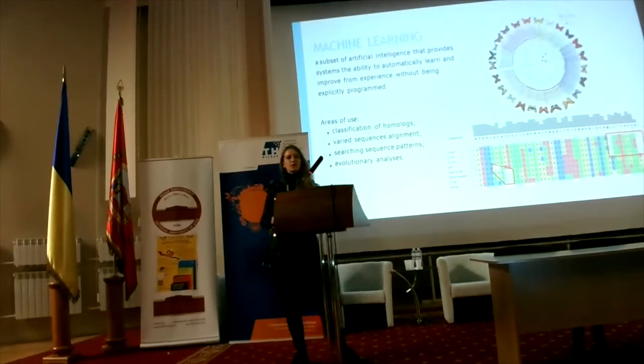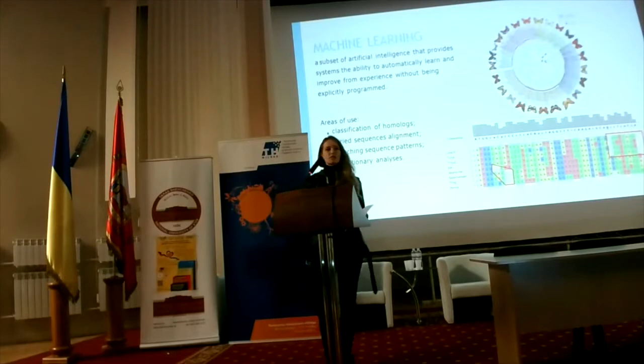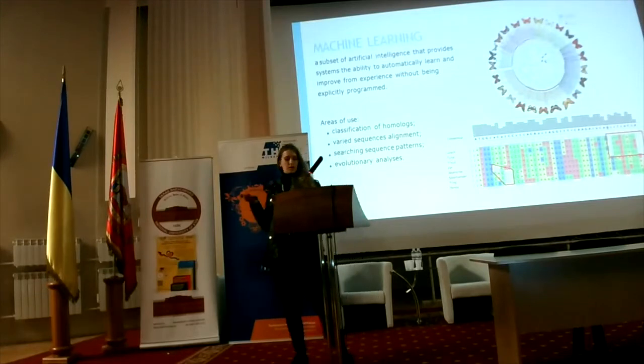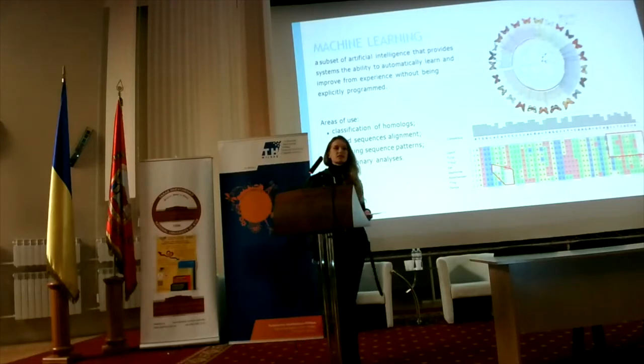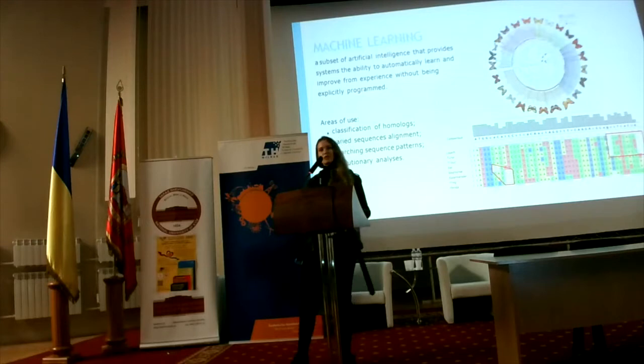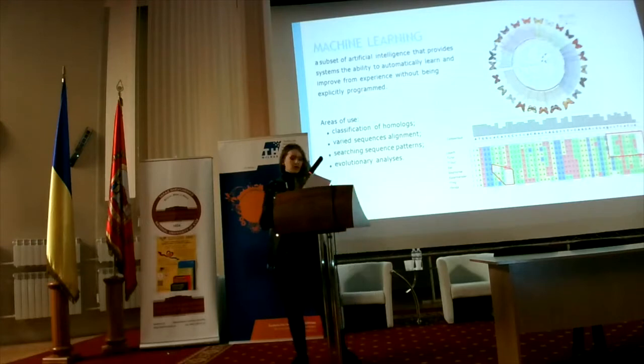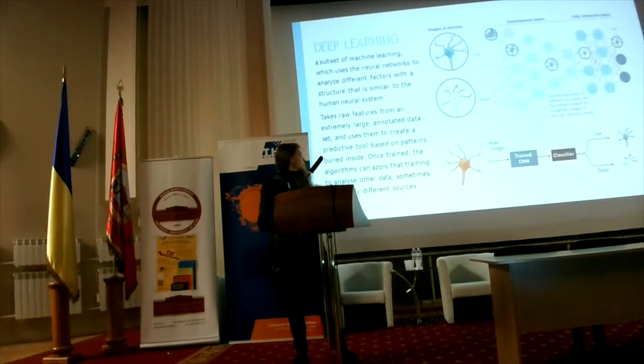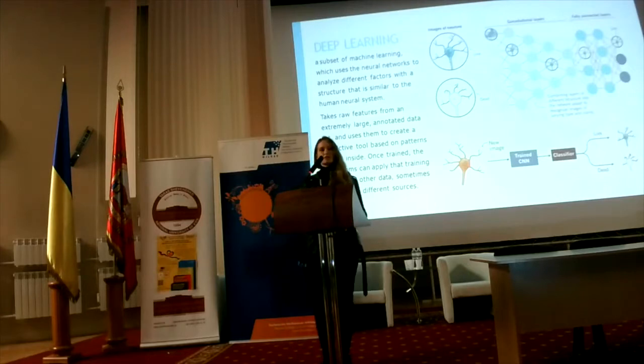And in bioinformatics, the studies of DNA and protein sequences often have such problems as homolog findings or varied sequence alignment or searches for sequence patterns. And to address these problems, we can use machine learning. Deep learning is a subset of machine learning, and it uses the neural network that I described previously to analyze different factors with a structure that is similar to the neural network of humans.